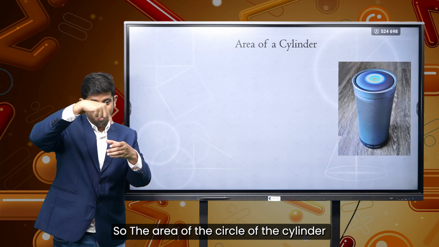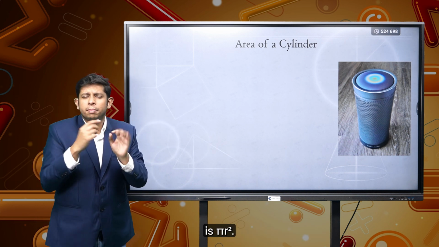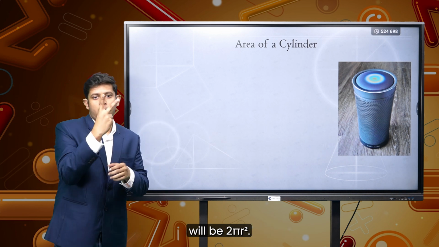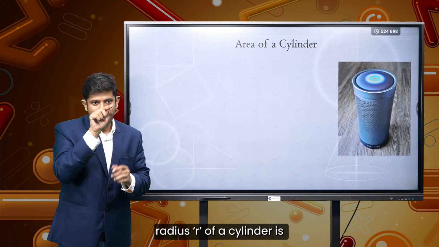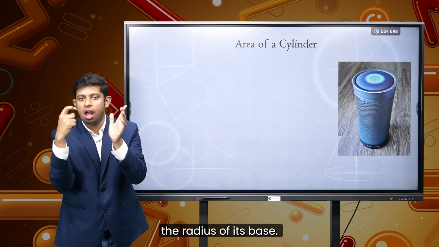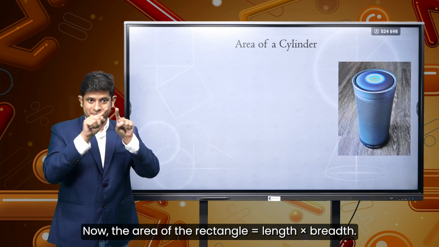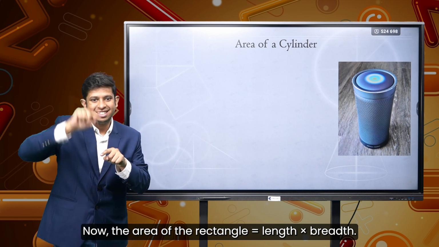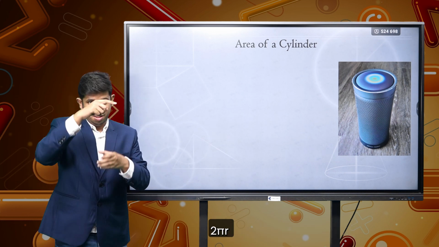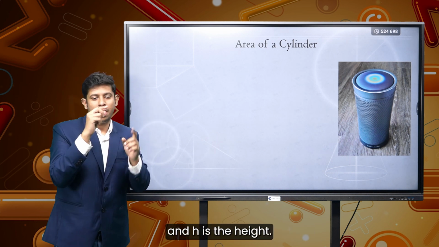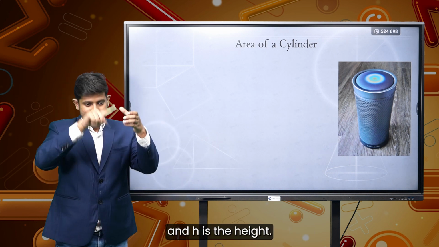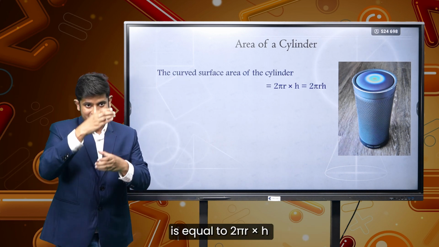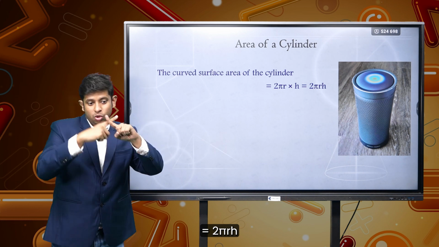So, the area of the circle of the cylinder is pi r square. The area of the two circles will be 2 pi r square. Radius r of a cylinder is the radius of its base. Now, the area of a rectangle is equal to length into breadth. 2 pi r is the circumference of the circle and h is the height. The curved surface area of the cylinder is equal to 2 pi r into h, that is equal to 2 pi r h.